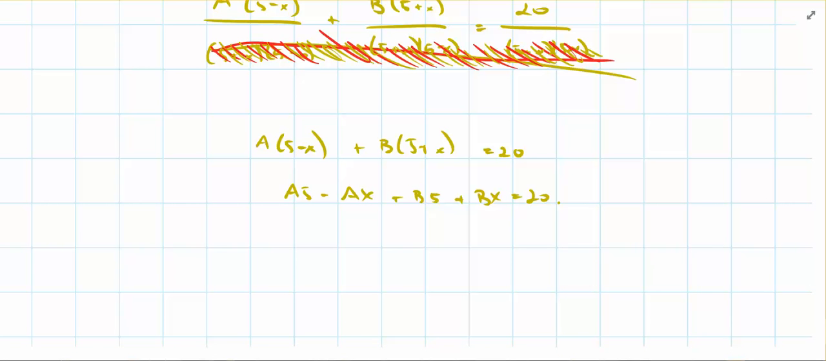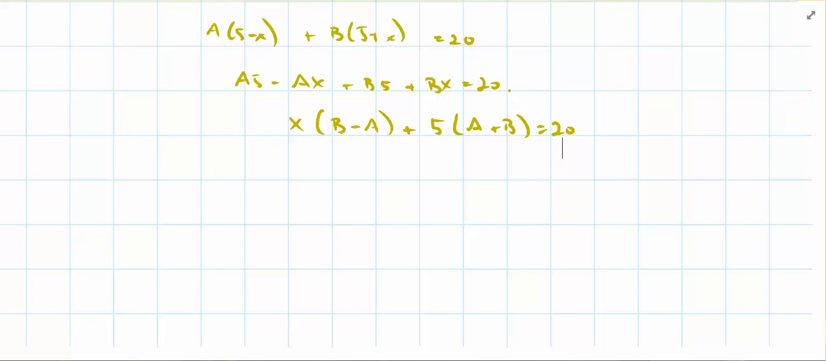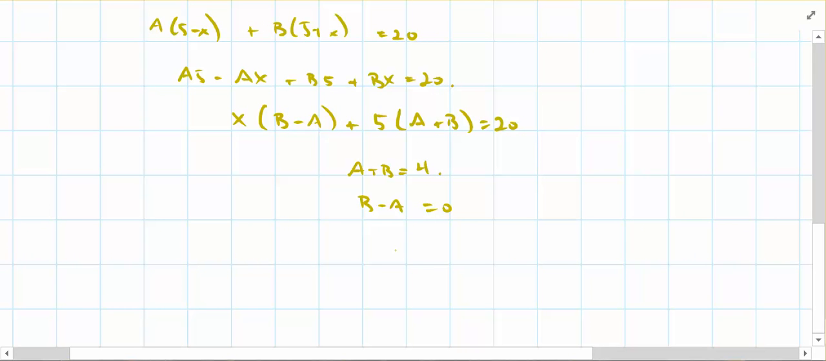We can continue to write this by taking out the x's. Now x times B minus A plus 5 times A plus B is equal to 20. This leads us to write that A plus B is equal to 4, while B minus A is equal to 0. We can continue this with B is equal to A, and A plus B equals 4, meaning A equals 2 and B equals 2.